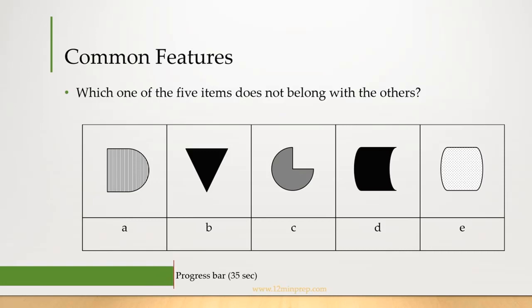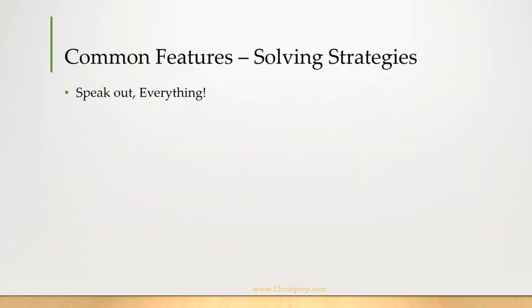The correct answer is B, which is the only shape that does not include a curve. The key to solving common features problems lies in the ability to identify and speak out every tiny aspect of the image you're inspecting. See how much you can talk about the shapes in the question. Are they straight, round, closed, or open?